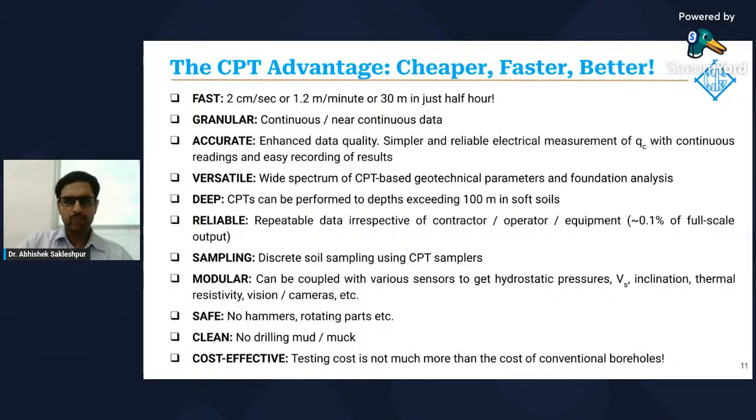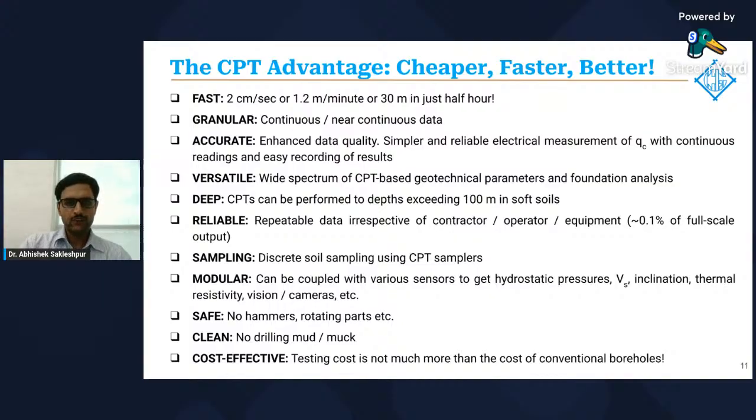Now, the CPT has many advantages. Basically, it's cheaper, faster, and better compared to the traditional method of site investigation, which is doing boreholes. So the first advantage of the CPT is that it's fast. The cone is pushed into the ground at 2 centimeters per second or 1.2 meters per minute, so we can complete a CPT sounding of 30 meters in just half an hour.